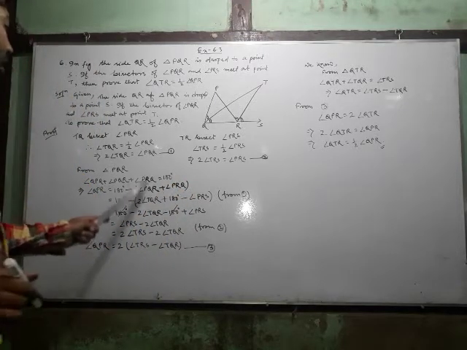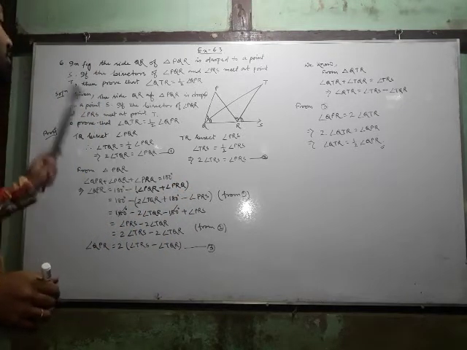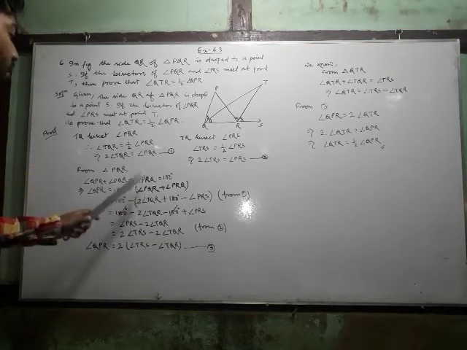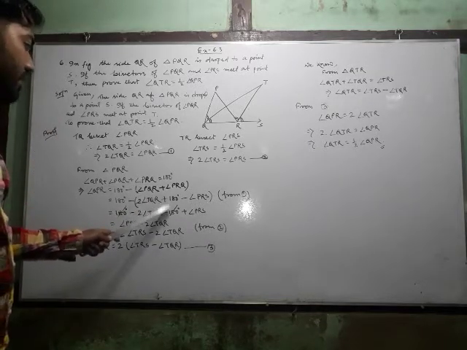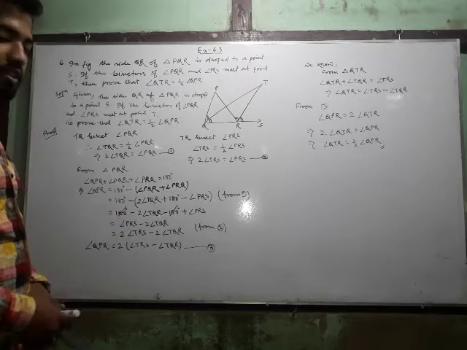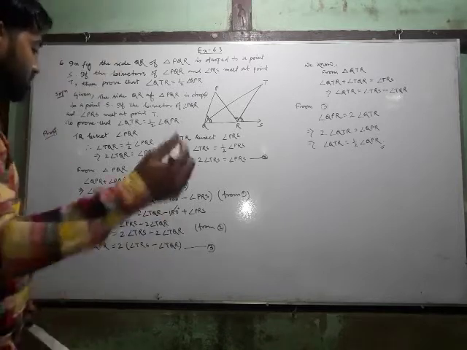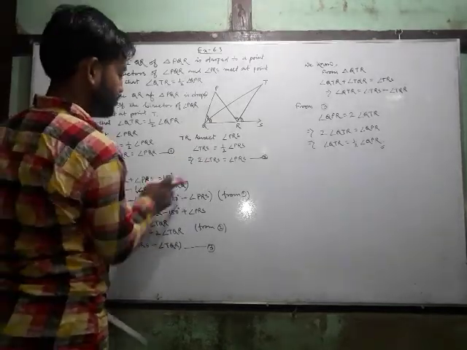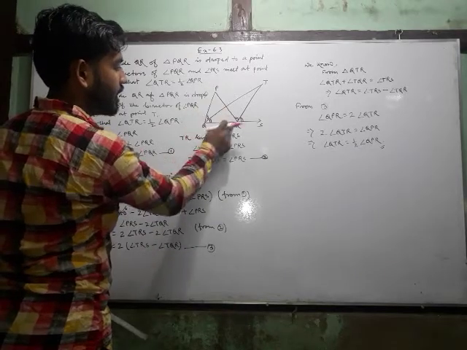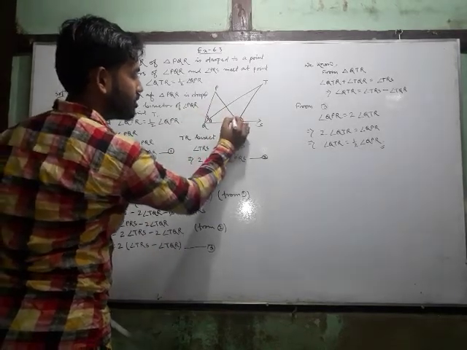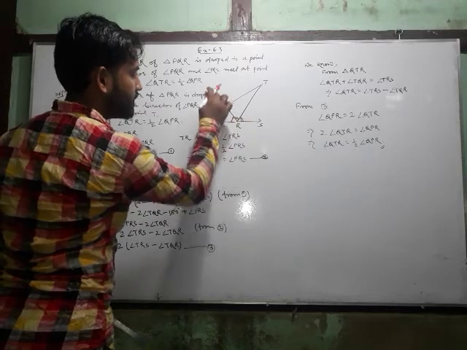So PQR, what is the value of PQR? This is twice of TQR. We have written the same, twice of TQR plus this PRQ. See here, PRQ. This angle is mentioning the angle PRQ.